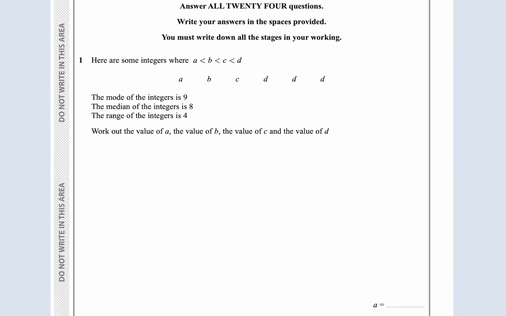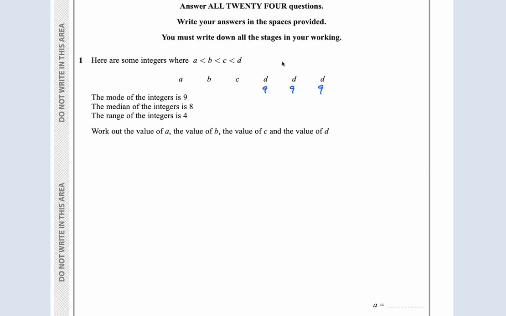Okay, hi guys, this is June 2022 2H. So here's some integers, A, B, C, D, D, D. And it says here, obviously, A is the smallest, D is the biggest. The mode of the integers is 9. Okay, so straight away, guys, D has to be 9. This is 9, 9, 9, because there are 3 Ds.